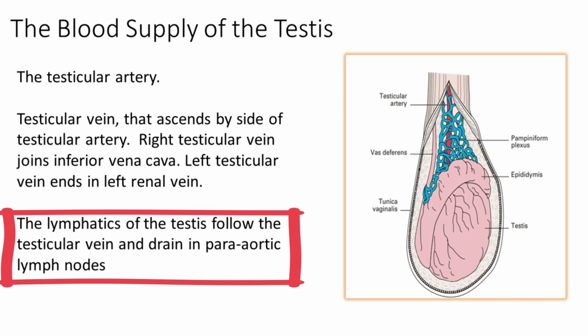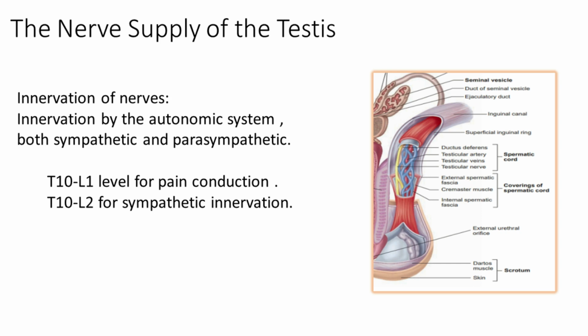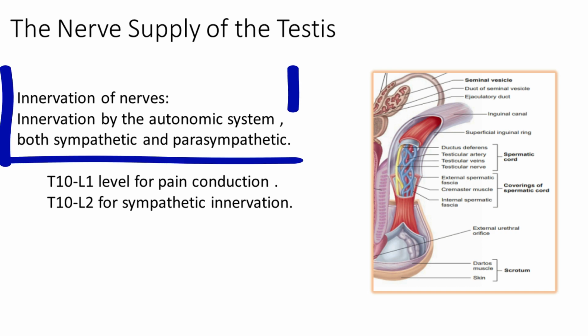From the para-aortic and iliac nodes, the lymphatic drainage continues to the thoracic duct or right lymphatic duct, which eventually returns the lymph to the bloodstream. The testes receive their nerve supply from the autonomic nervous system. The nerves that innervate the testes include sympathetic and parasympathetic fibers.